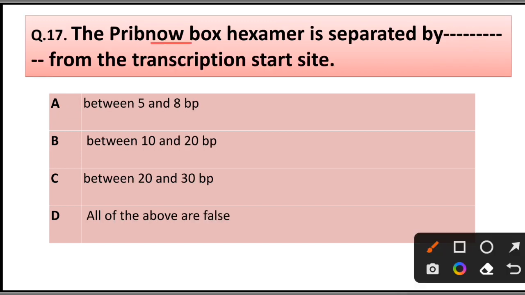Question number 17. The Pribnow box hexamer is separated by dash from the transcription start site. Between 5 and 8 base pair, between 10 and 20 base pair, between 20 and 30 base pair. All of the above are false. Answer is option A. Between 5 and 8 base pair.